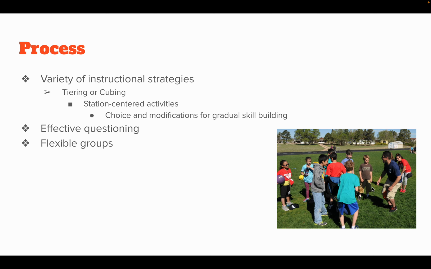So the next area of DI, as we can abbreviate, is process. So this is to have a variety of instructional strategies, and this ties in with what we know about scaffolding, but their terms are tiering or cubing. So this is like breaking things down, and a great example and opportunity for tiering or cubing would be station-centered activities.